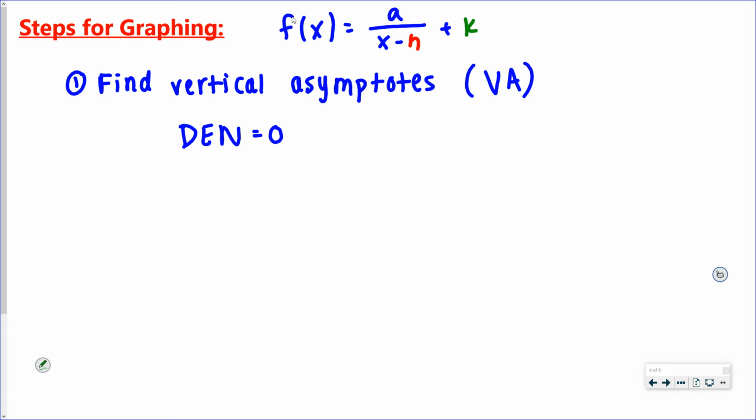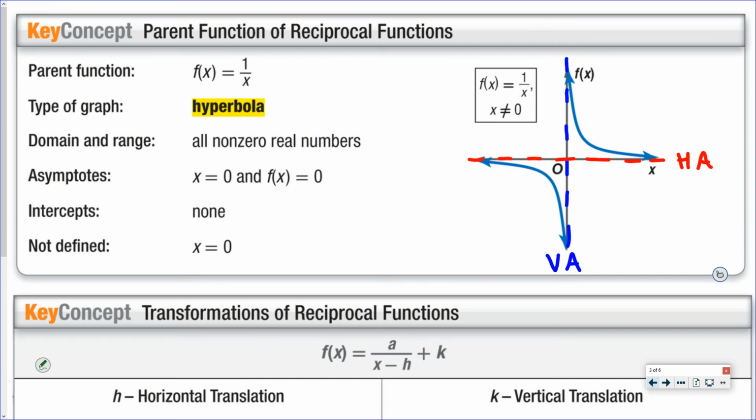I'm going to take that x minus h and solve for x. I'm going to set it equal to 0. So I get x equals h. Because the vertical asymptote is technically a vertical line, you need to keep x equals in front of it. It's like an equation of a line.